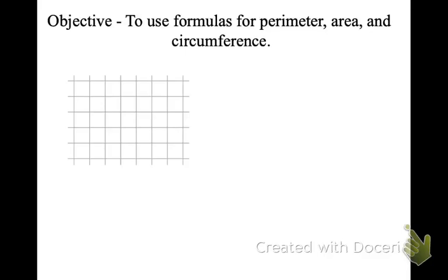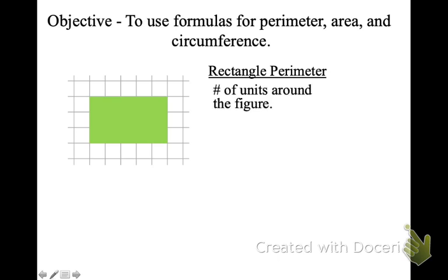Welcome. Today we're going to be learning about area and perimeter. Let's say I had a grass field and I wanted to figure out the perimeter. What I could do is just count these 1 unit boxes. Okay? 1, 2, 3, 4, 5, 6, 7, 8, 9, 10, 11, 12, 13, 14, 15, 16. 16 units.